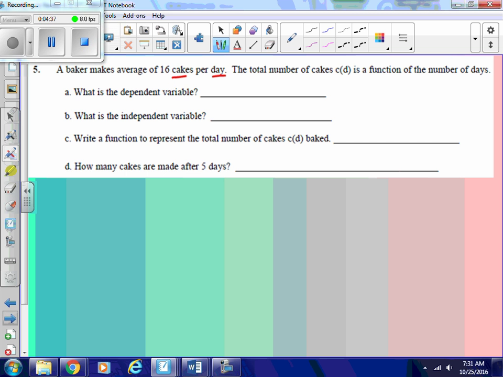Do the number of days depend on how many cakes are made? Or do the number of cakes depend on how many days we've been making cakes for? Well, the latter would be the case. Our dependent variable are the number of cakes. And the cakes depend on how many days, so our independent variable will be our number of days. Write a function to represent the total number of cakes C of D baked.